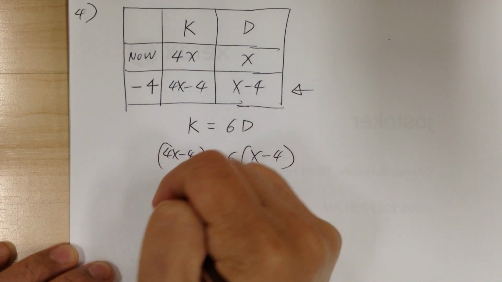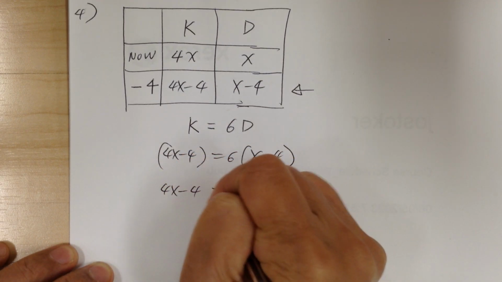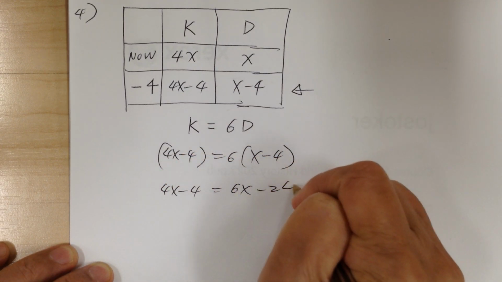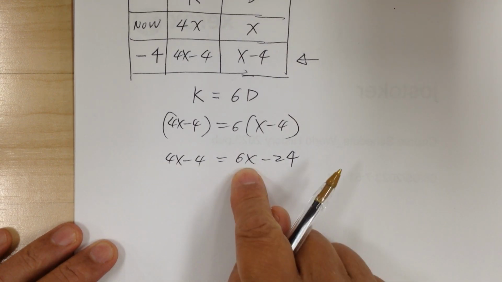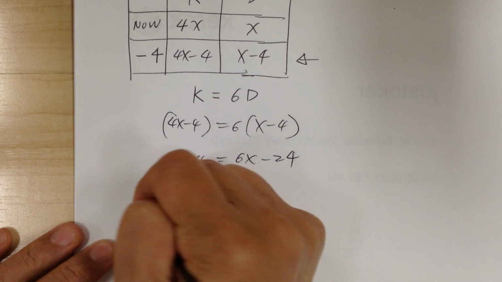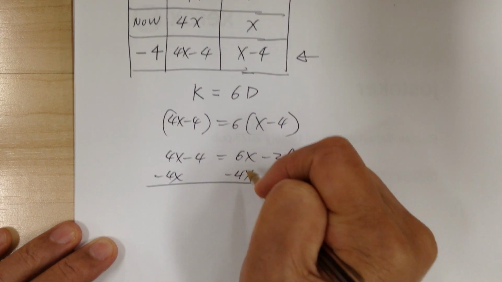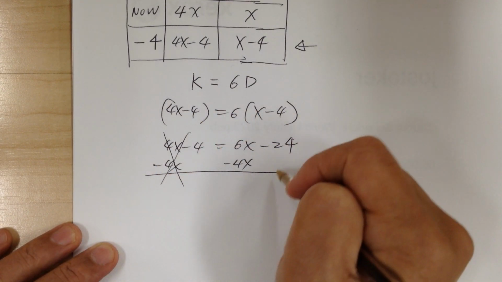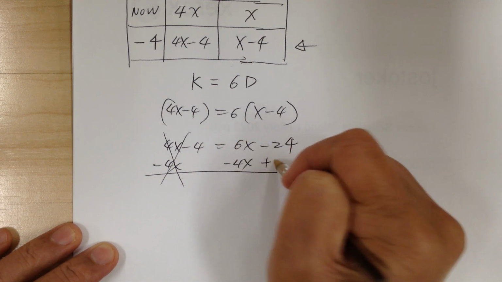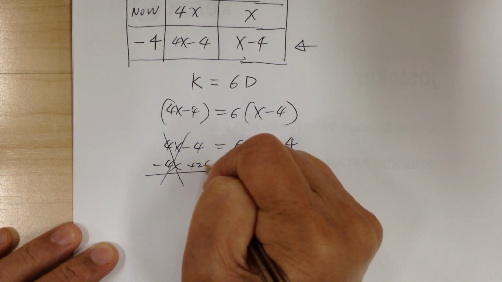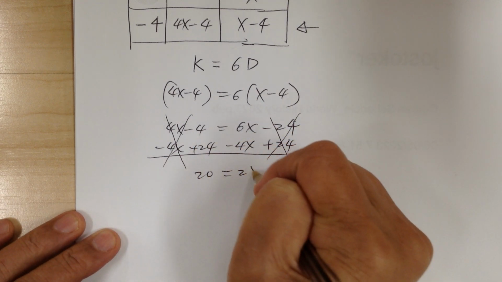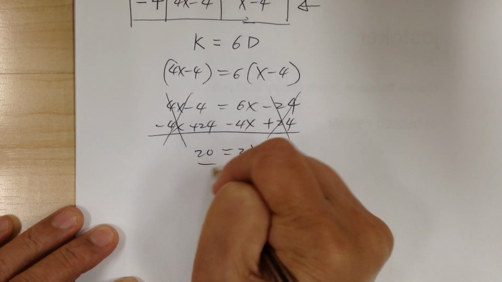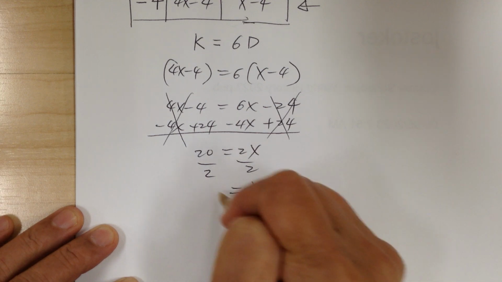Okay, so multiply everything out. You got 4x minus 4 equal to 6x minus 24. Since this is the lower number, I'm going to move this to this side. Let's eliminate the lower one so you don't have to deal with negative numbers. And move this over to the other side, so plus 24. Cancel out. So 20 equal to 2x, divide by 2, divide by 2. So x equals 10.